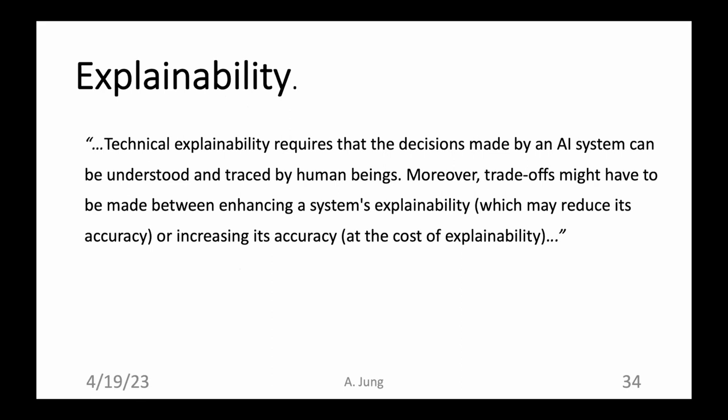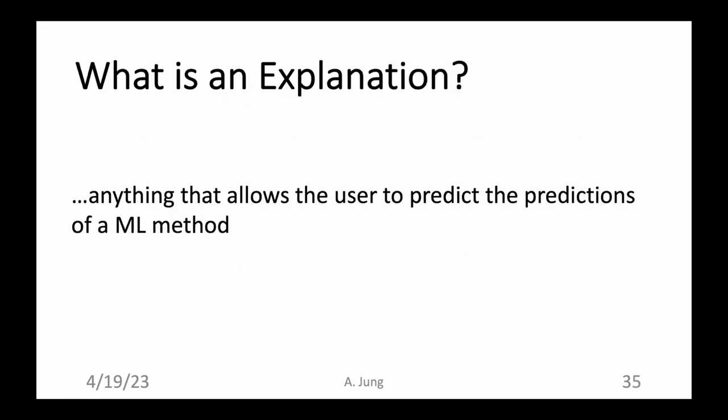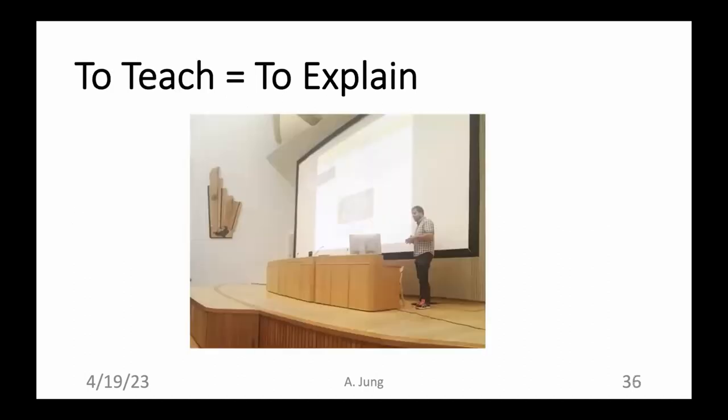For this, at the moment, we don't really have a clear definition of what a good explanation is. An explanation is, roughly speaking, anything that allows the user to predict the behavior of the machine learning method. An explanation is, for example, when I teach you how federated learning algorithms work. This whole course is one explanation, a very sophisticated, large and lengthy explanation of how federated learning systems work.